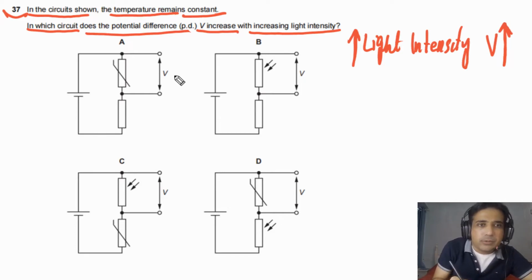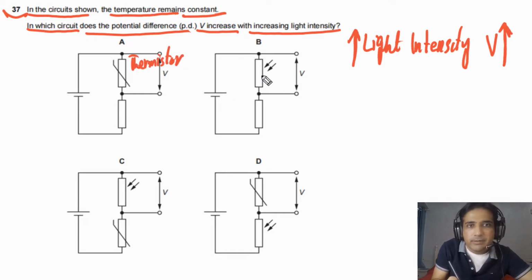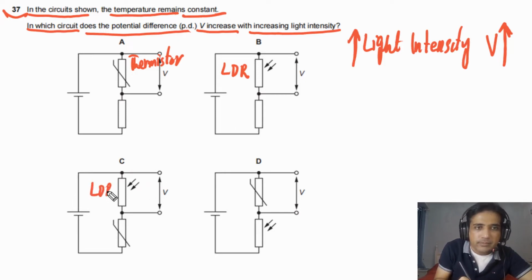In this case, we need to understand that this component is a thermistor. So we can also write down the names of the components. Thermistor. And this one is an LDR, light dependent resistor. And this one is a common fixed resistor. This is also an LDR. And this one is a thermistor. This is an LDR. This one is a thermistor.